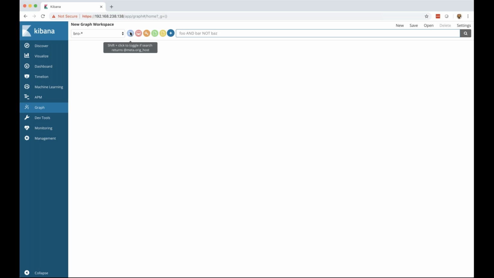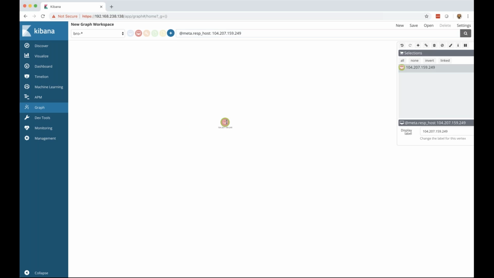So to start this off, I'm going to shift click all these off, and I want to only get my responding host that was our bad guy. So I'm going to put that in there, and you'll notice that all I get is the one little bubble here, which is what I want. I want to start out small. And then from here, I can basically allow Graph to start taking over the operations for me.